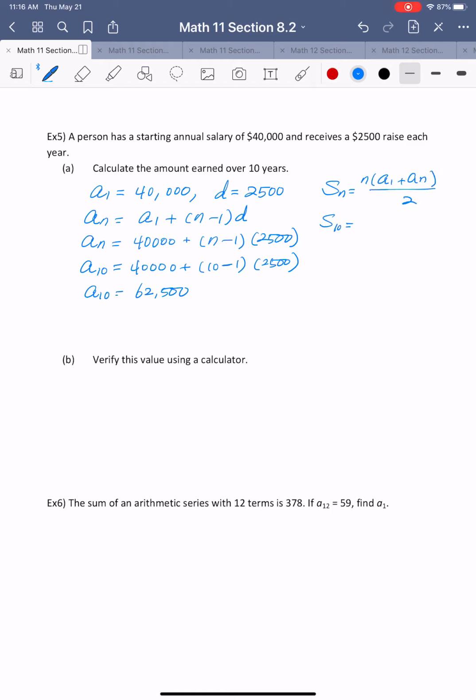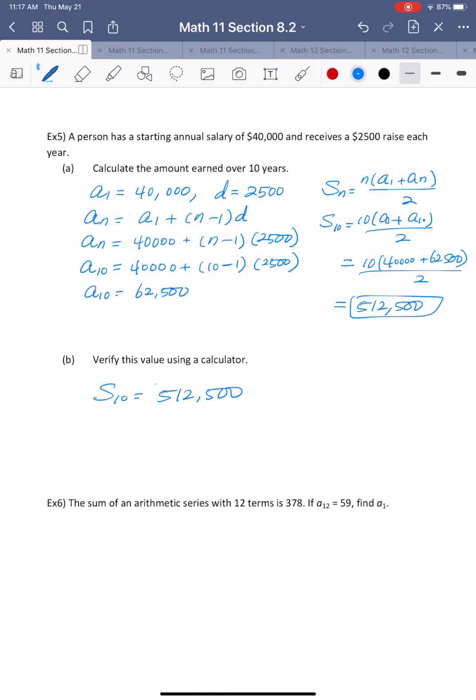But we're looking for the sum of the wages over the 10 years, right? So 10 times a1 plus a sub 10, over 2. And then a sub 1 was 40,000, and then it becomes 62,500 over 2. So it becomes 512,500. That's the money they make over 10 years. And then you can verify with the calculator. If you use S sub 10, yes, I got 512,500, okay?